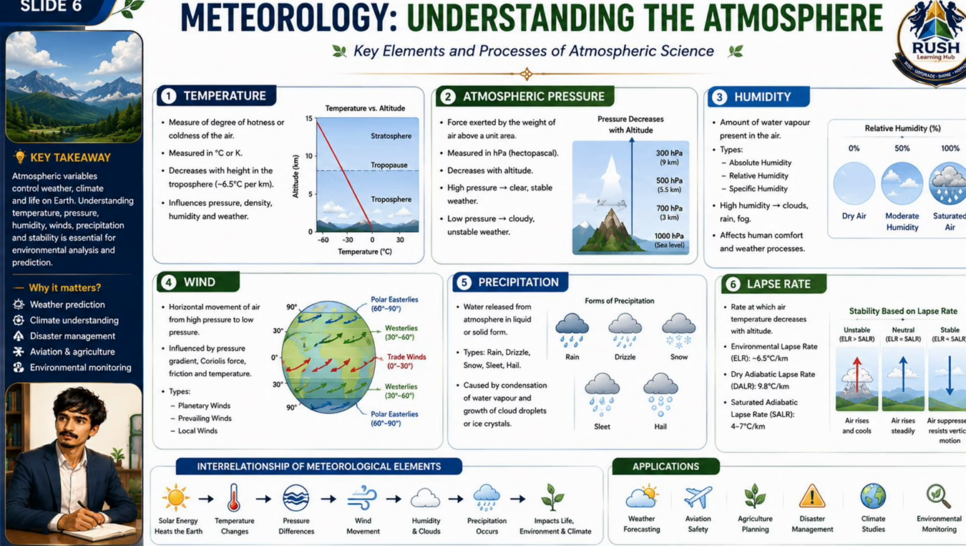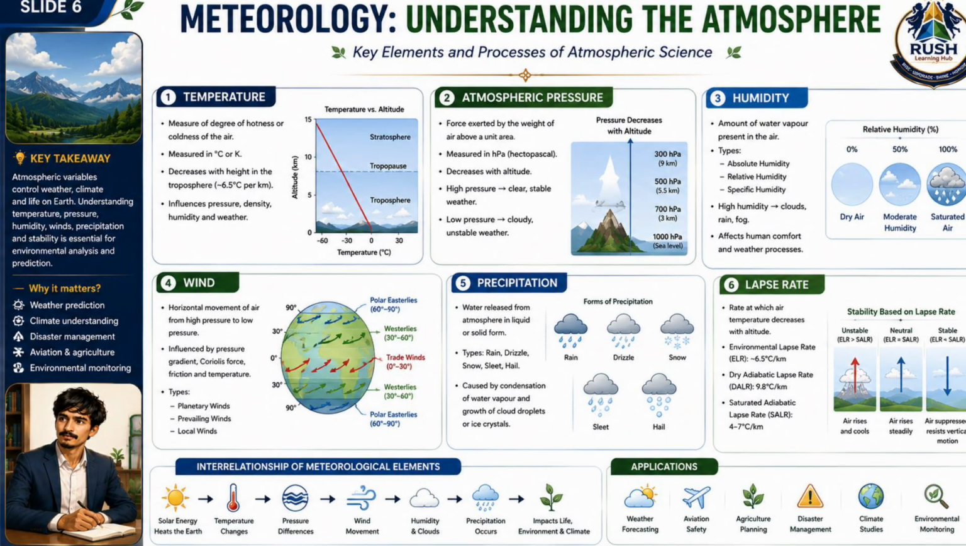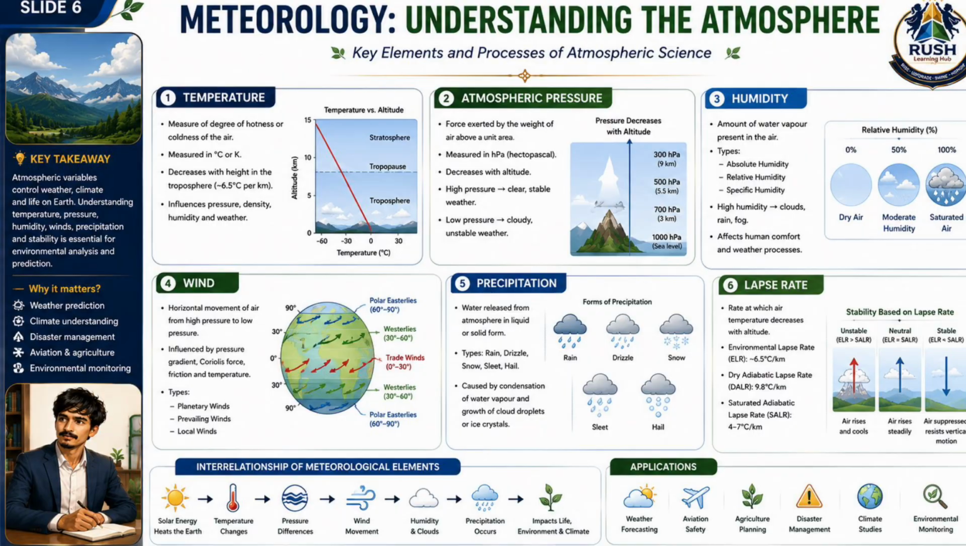The major meteorological parameters include temperature, atmospheric pressure, humidity, wind, precipitation, and lapse rates. These parameters are closely interconnected, and a change in one parameter influences the others. Let us begin with temperature.